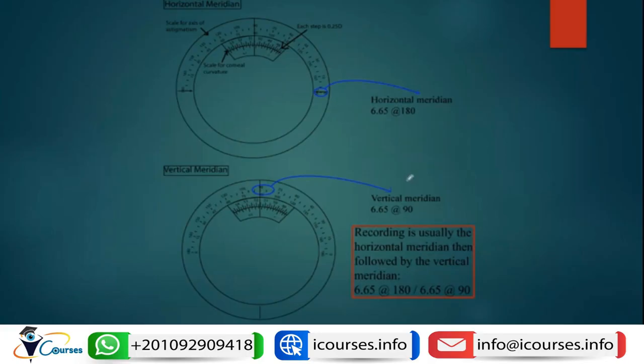And after alignment of the mires, we check for the greater scale above, which will be in millimeters for the radius of curvature, and we will also check the above one for the axis of astigmatism. The smaller one will have an upper one and a lower one. The upper one will be the power of the meridian, and the lower one will be the millimeters scale for the radius of curvature.